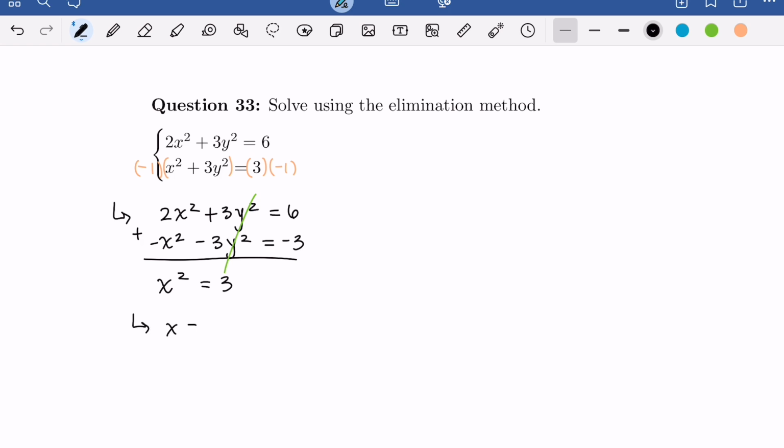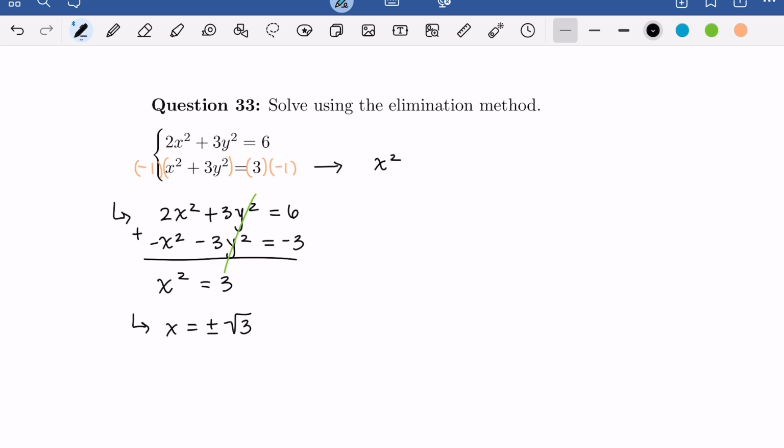So x is going to be equal to plus or minus the square root of 3. So with this, we again have two x values, and we want to see what our two y values are going to be. So let's pick this bottom equation again. This one's going to be a little bit easier to solve for y here because we don't have a coefficient for this x squared term. So when we plug in our square root 3, we're going to get a nice number.